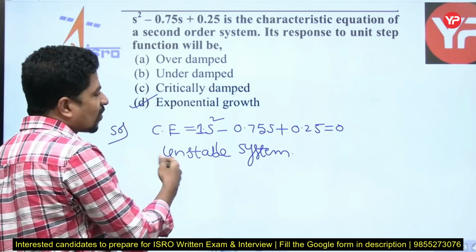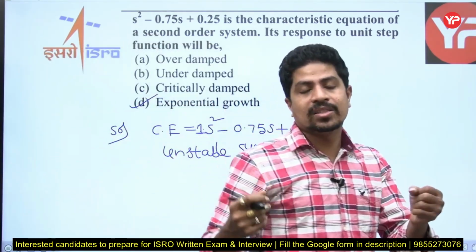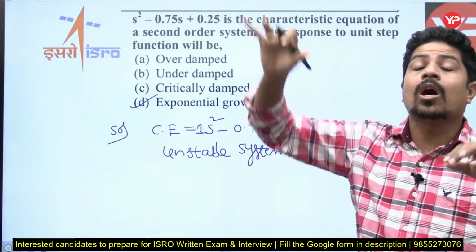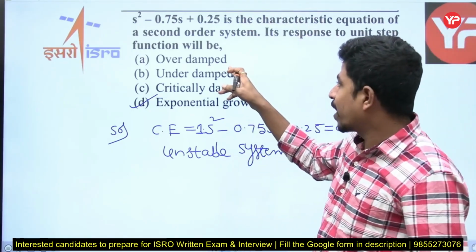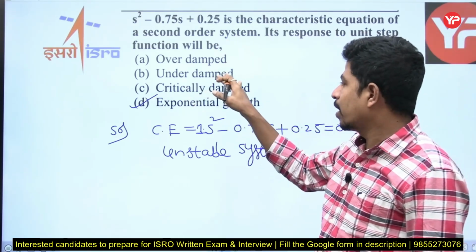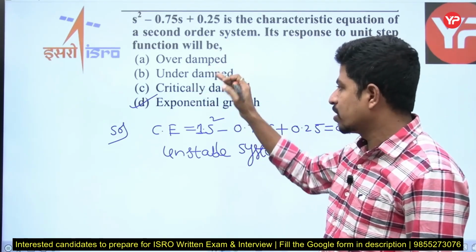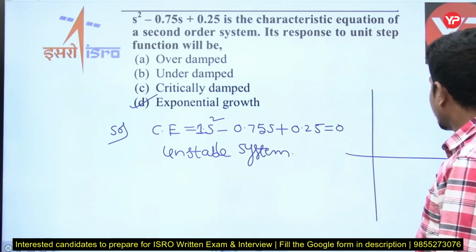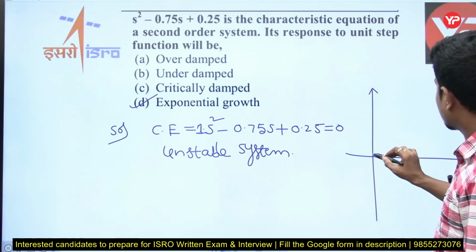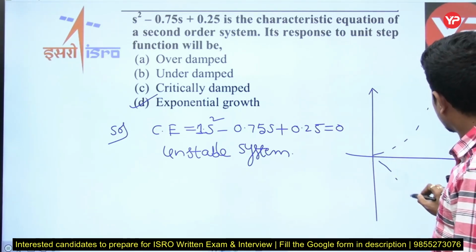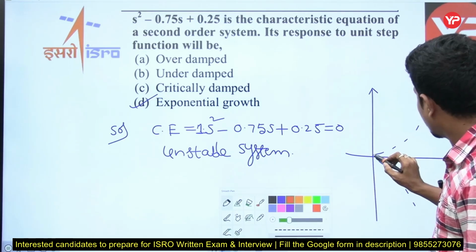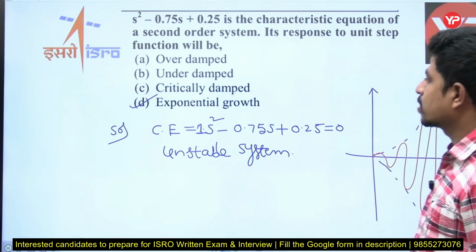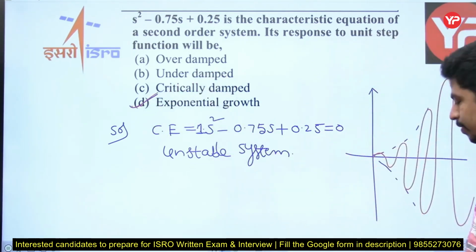Now, overdamped, underdamped, or what? It is exponential growth. Why? Because this is an unstable system. An unstable system's response keeps on increasing without bounds. It is called an unbounded system. Overdamped means no oscillations at all. Underdamped, oscillations are there but will die out. Critically damped, no oscillations at all. Exponentially growing, yes, exponentially it will grow like this. I will draw the response this way, increasing. Yes, exponentially the oscillations are increasing. So the option is D.